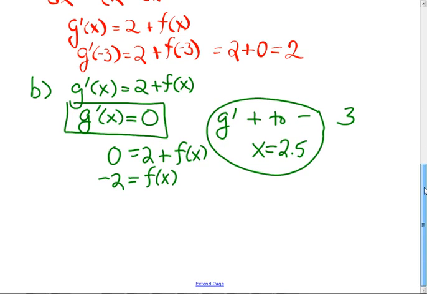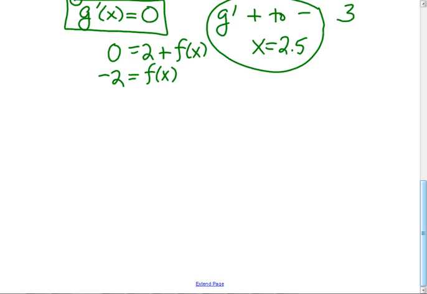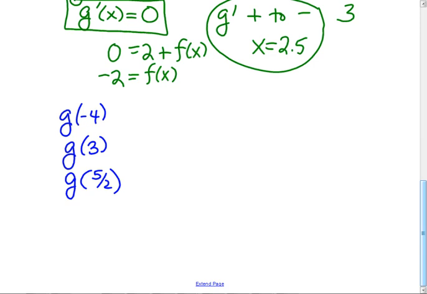The other way would be to, this is the way I approached it, was to find G of, what was my left endpoint? -4, G of +3, and G of 5/2. And find out which is the biggest. That's the most direct way. But I would say max-min existence theorem. Yes.